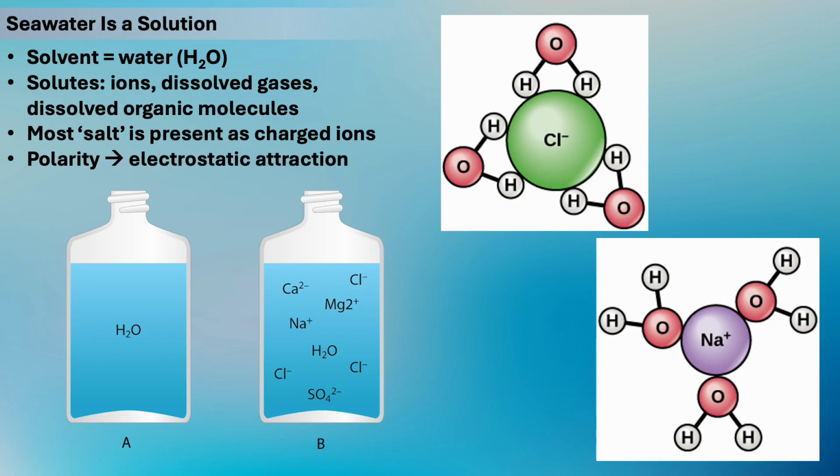Why does that happen so effectively? Well, because of polarity. Water's polarity means it has regions of partial positive and partial negative charge. When an ionic compound enters water, water molecules surround each ion. The oxygen end points toward positive ions, and the hydrogen ends point toward negative ions. Opposite charges attract. These electrostatic attractions stabilize ions in solution and prevent them from recombining into crystals.